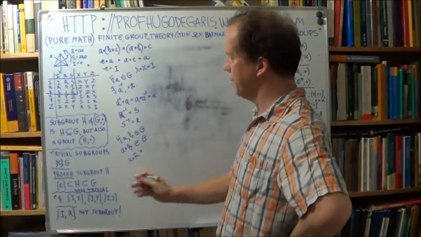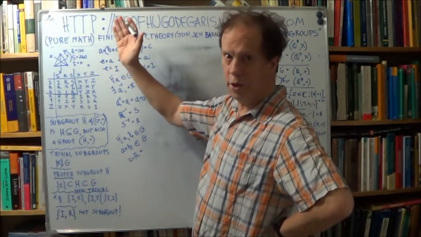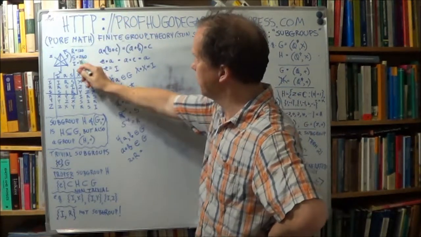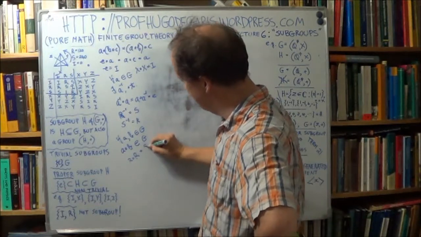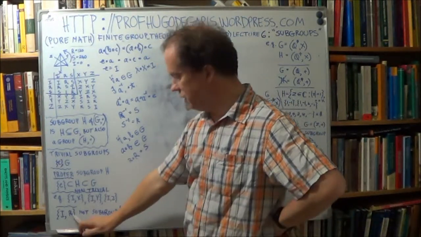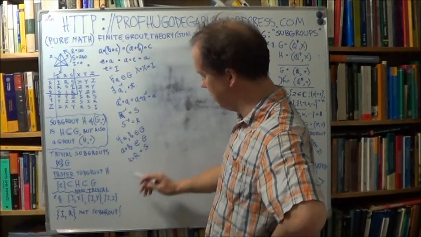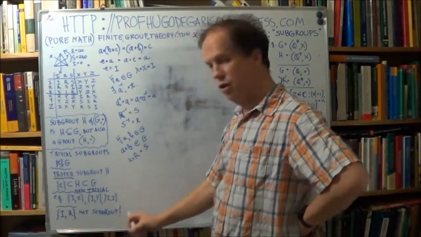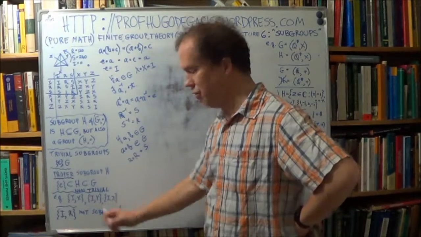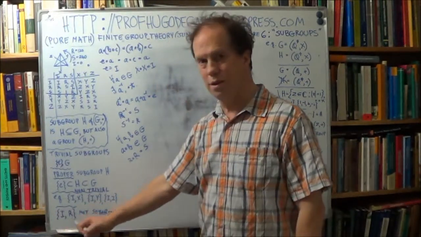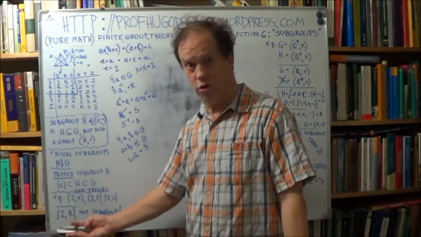Well, if you do R twice, that's rotating 120 degrees twice, which gives you 240 degrees. But that's what S is. So RR is S. But look, S is not in this set, right? So it's not closed, and if it's not closed, it's not a group. And if it's not a group, it can't be a subgroup. So this set here is not a subgroup because it's not even a group.